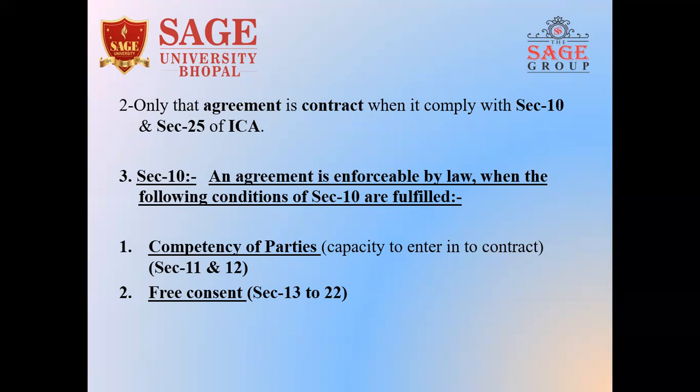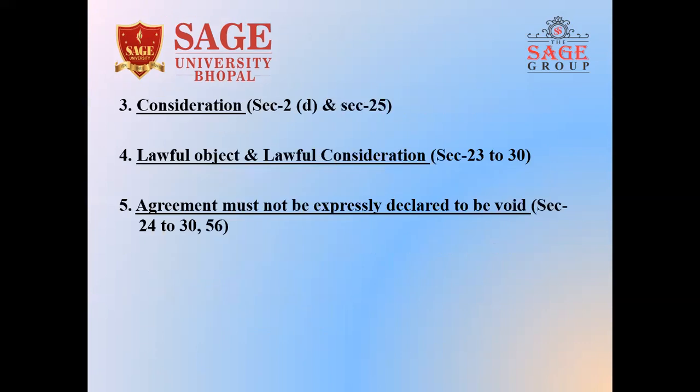Now, next point is Section 10. An agreement is enforceable by law when the following conditions of Section 10 are fulfilled. So first is competency of parties, capacity to enter into contract, that is defined under Section 11 and 12. Next is free consent, that is defined under Section 13 to 22.